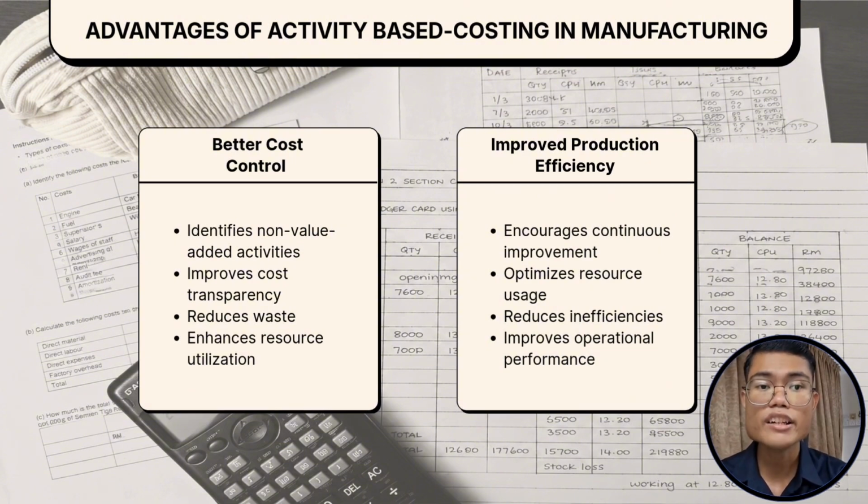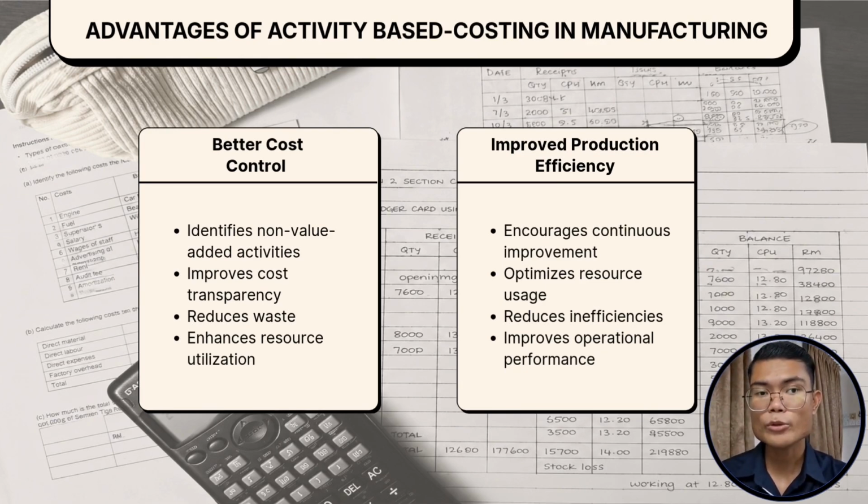ABC focuses on controlling the activities that generate costs, helps organizations identify waste and inefficient resource usage. The fifth and final advantage of activity-based costing is improved production efficiency. ABC helps organizations identify non-value added activities and encourages continuous improvement. The articles explain that ABC improved operational efficiency by reducing unnecessary waste and optimizing resource usage.